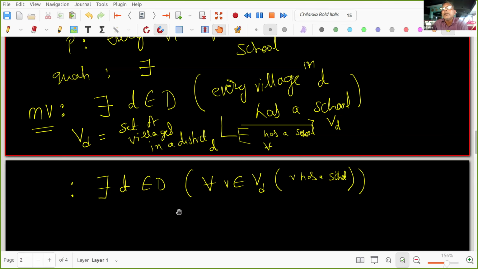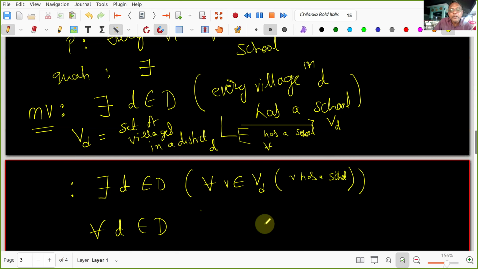Komal Preet Kaur, room number 8. So for every district, there is at least one village with no school. Very good. But wait, go slowly so that it will be clear. The beauty is this. There is a district, something is true. Now you are saying that given any district, it is false. So there exists a D, something is true, and for that D, this is false.